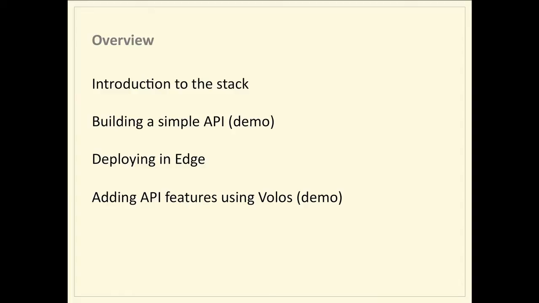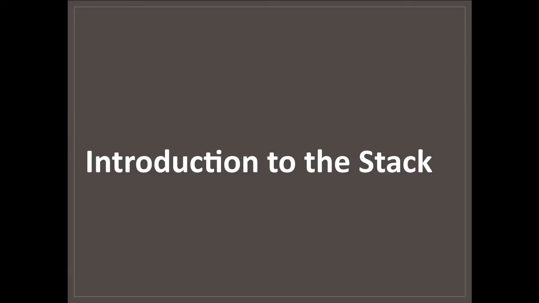We're going to demo building some very simple APIs with Node.js on the Apigee platform. We're going to deploy it in Apigee Edge in our cloud. And we're going to talk about building a more complete, extensible API using Volos. We'll talk about all of that during the webinar. We hope to have the content wrapped up in about 40 minutes, and we'll leave some time at the end for questions. So let's get started with an introduction to the stack.